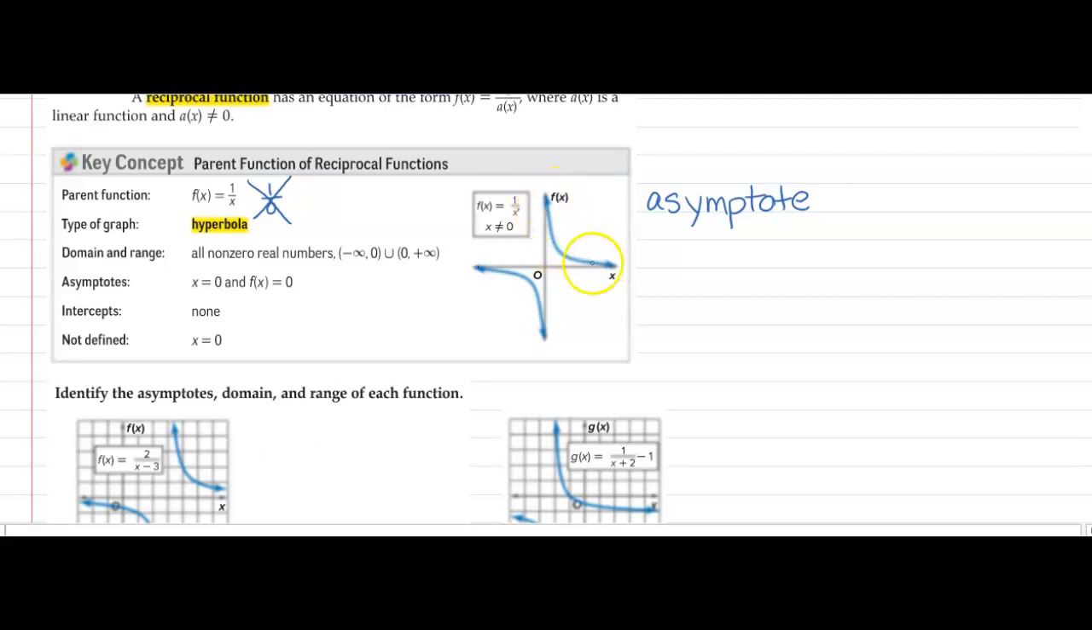So when we look at this parent function, the domain goes all the way to negative infinity, and it continues to positive infinity, but it is not going to be defined right here where x equals 0, because x cannot equal 0. So when we write the domain using interval notation, it's going to look like this: negative infinity to 0, and 0 to positive infinity.